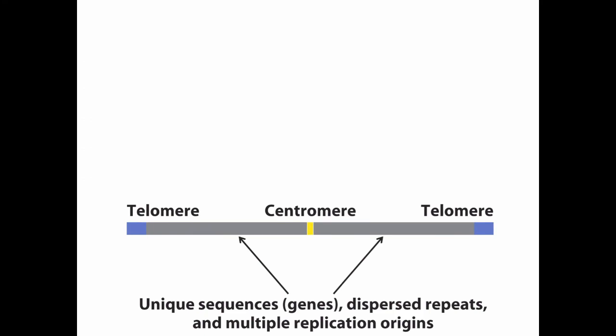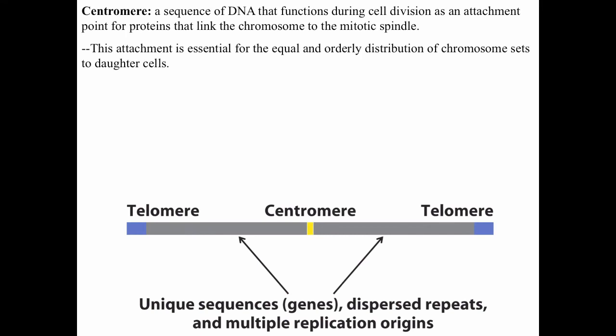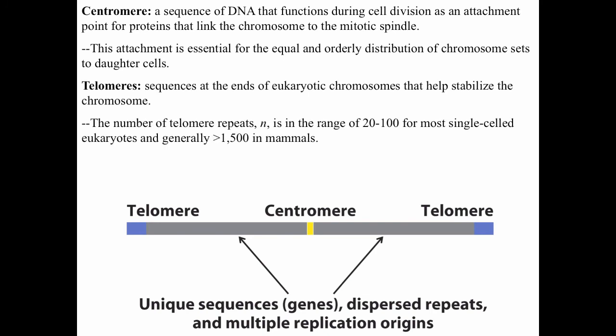But going back to the SSR sequences, again, they're found in the centromeres and telomeres. A centromere is a sequence of DNA that is important for cell division as an attachment point for proteins that link the chromosome to the mitotic spindle. And it's important for the equal and orderly distribution of the chromosome sets to the daughter cells.